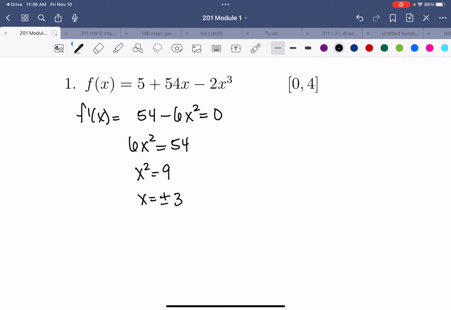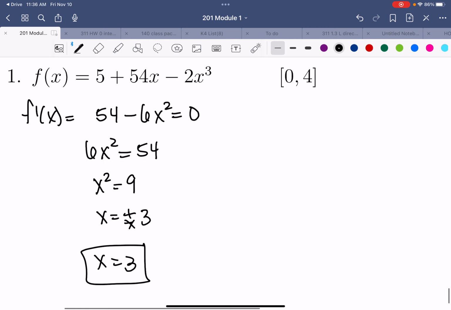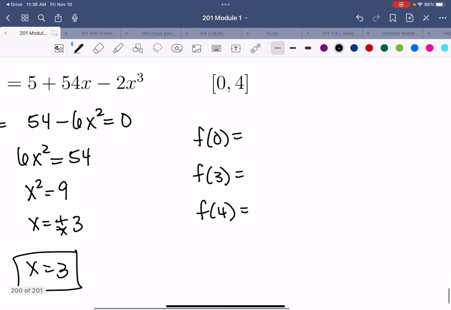And the reason I say this is because when we look at these two critical points and we look at this interval over here, negative 3 is not between 0 and 4. So I'm going to throw that one away. Okay, so I'm only going to use x equals 3 as the critical point within that window. So I'm going to check f of 0, f of 3, and f of 4. I'm not going to check f of negative 3.